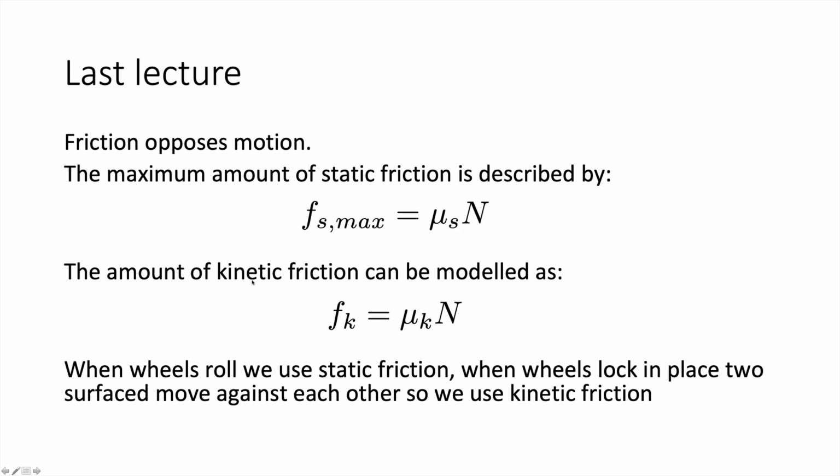The amount of kinetic friction can be modeled as the friction is equal to the coefficient of kinetic friction times the normal force. And we saw that when wheels roll, we use static friction because the contact between the road and the wheel is stationary. But when wheels lock in place, then we've got two surfaces moving across each other and we need to use kinetic friction. The coefficient for kinetic friction is always smaller than the coefficient for static friction.